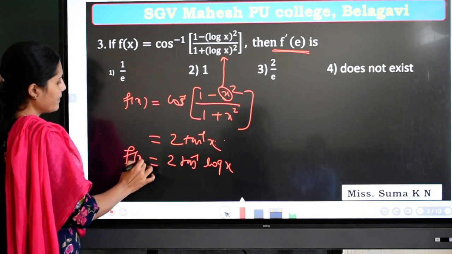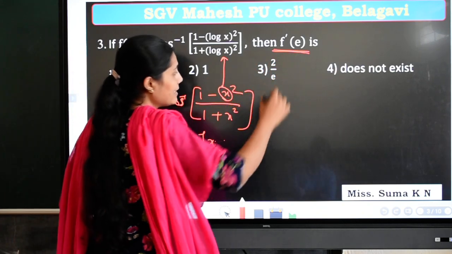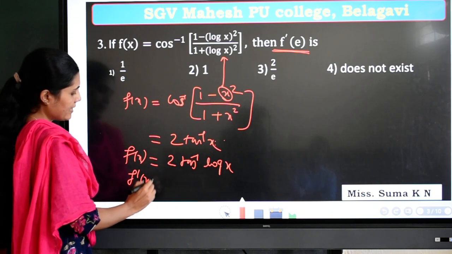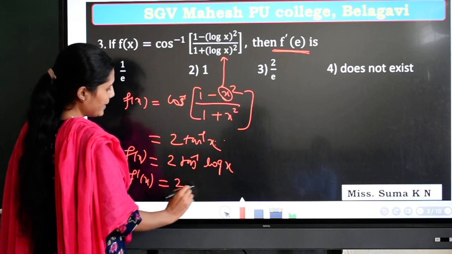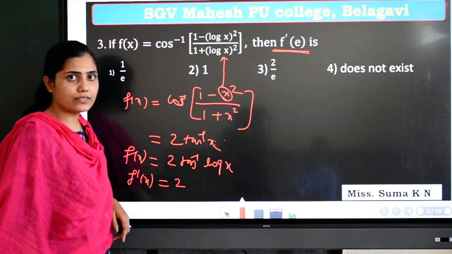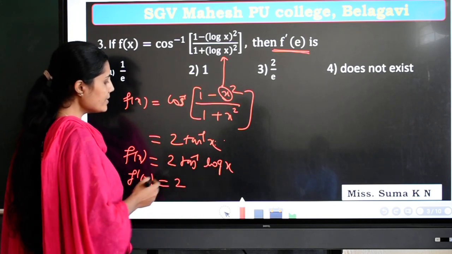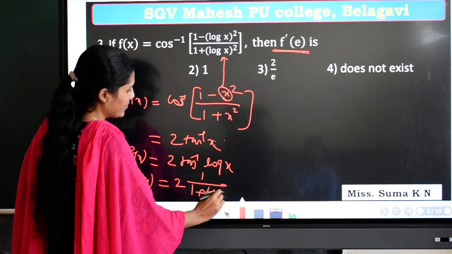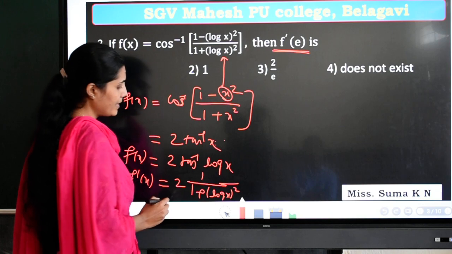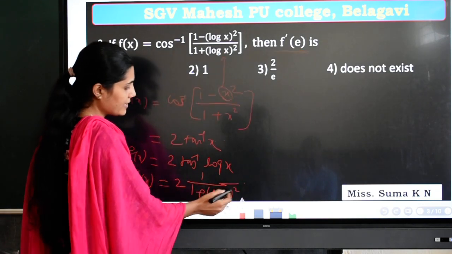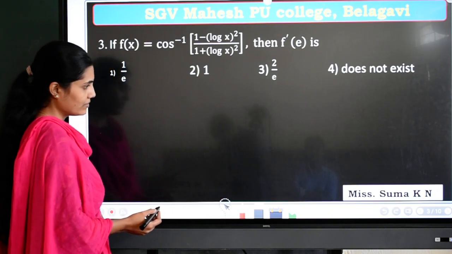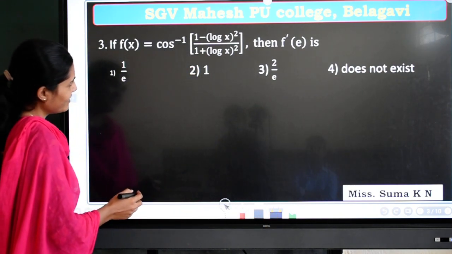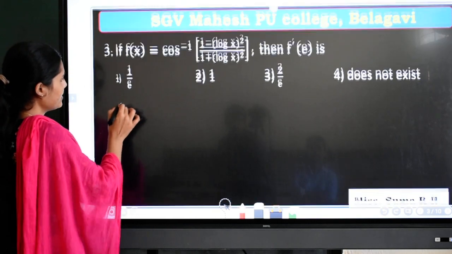This is f of x, but they are asking for f dash of e. So differentiate this one. F dash of x is equal to what you will get? Keeping 2 as it is, tan inverse x differentiation is 1 divided by 1 plus x square. Okay, 1 divided by 1 plus x square into log x differentiation is, what happened? One minute. Sorry, one more time we will discuss this one.